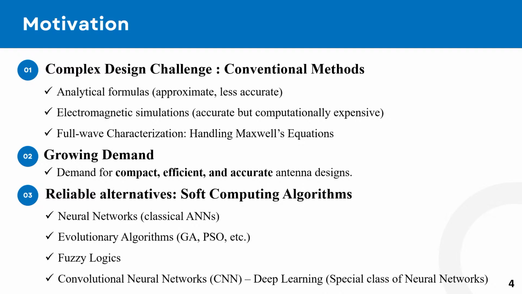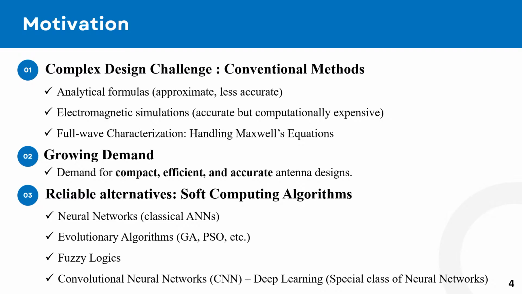The first one is the conventional method. We have analytical formulas available, but these are only approximations and often less accurate. Then we have electromagnetic simulation, which is very accurate, but extremely time consuming and computationally expensive. And if we dive much deeper into full wave characterization, there we have to solve Maxwell equations, which requires lots of calculus and derivation.